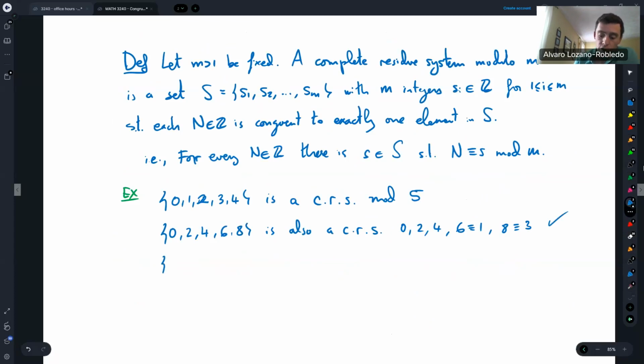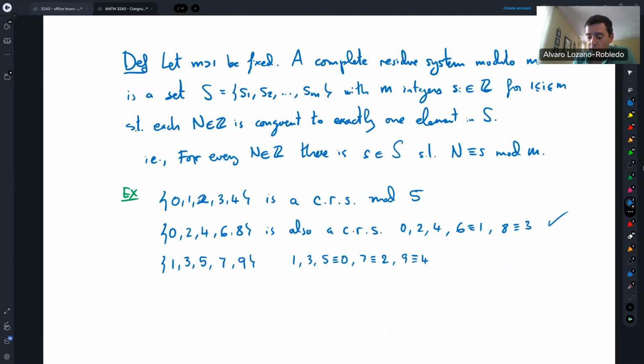Okay. We can also do a residue system with just odd numbers. Let's try that. 1, 3, 5, 7, and 9. Is this a complete residue system? Well, let's see. We have 1, 3, 5 is the class of 0, 7 is the class of 2, and 9 is the class of 4. So I have 1, 2, 3, 4, and 0. So yes, I have all of them. So it is also a complete residue system. Okay.